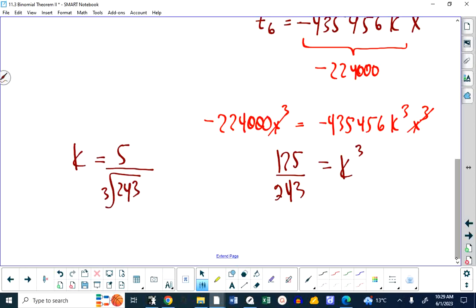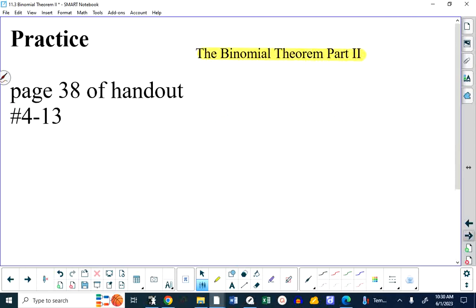The cube root of 125 is 5. I don't think it's worth our time to simplify the cube root of 243. We could, because I think 27 divides into it, and 27 is a perfect cube. So that's the value of k. These last couple of problems, the examples in this lesson, really are the examples that you need to know how to do for sure. We have a little bit less than 10 minutes left, and we would normally have a bit more time, but we have to go over the combinations and that other stuff as well.